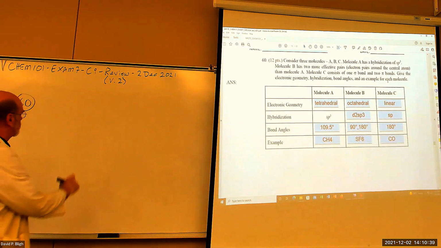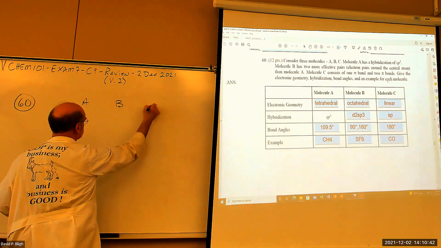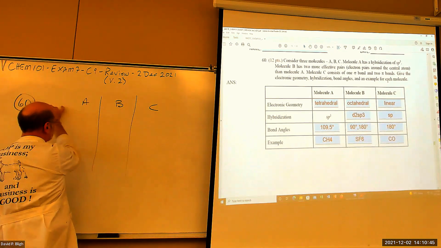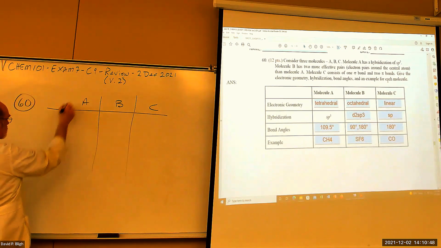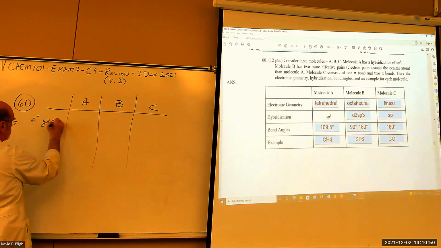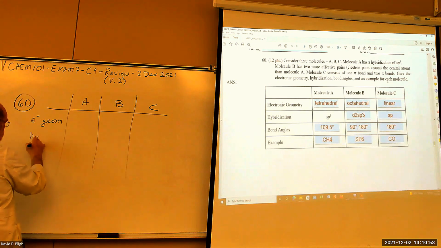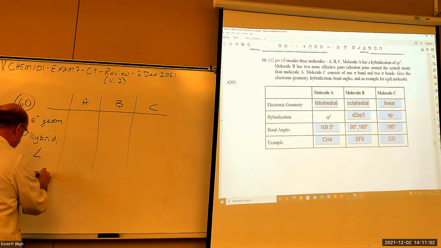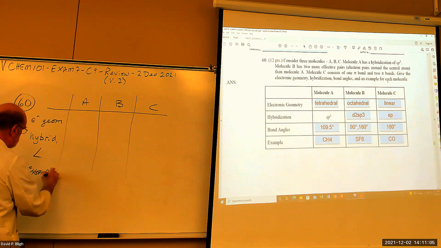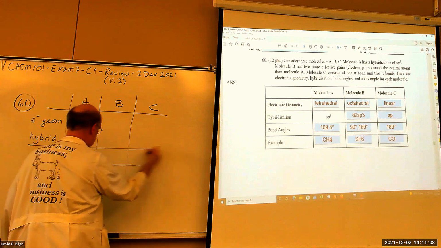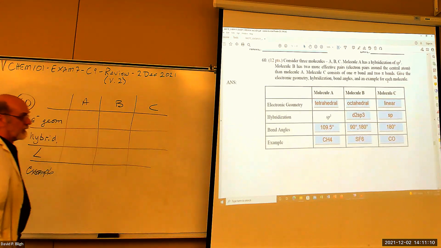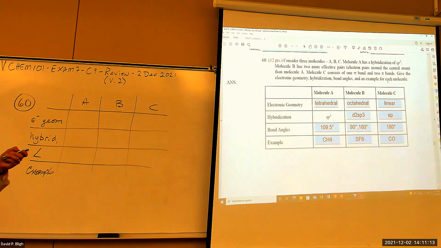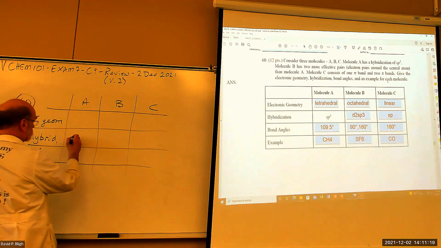Right. So we have these three molecules, A, B, and C. We're going to look at the electronic geometry. We're going to look at hybridization. We're going to look at bond angles and examples. Okay, so that. Now the problem is given to us in these forms. Molecule A has hybridization of sp3. That's given to us.